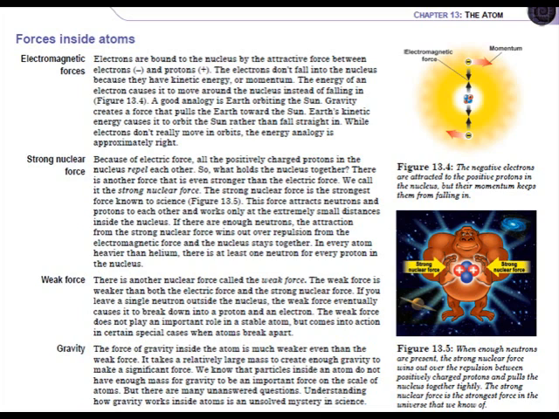The force of gravity inside the atom is much weaker than even the weak force. It takes a relatively large mass to create enough gravity to make a significant force. We know that particles inside an atom do not have enough mass for gravity to be an important force on the scale of atoms, but there are many unanswered questions. Understanding how gravity works inside atoms is an unsolved mystery in science.